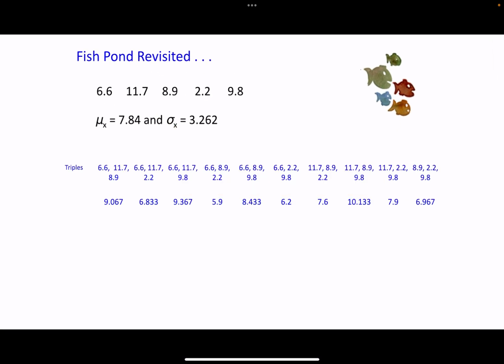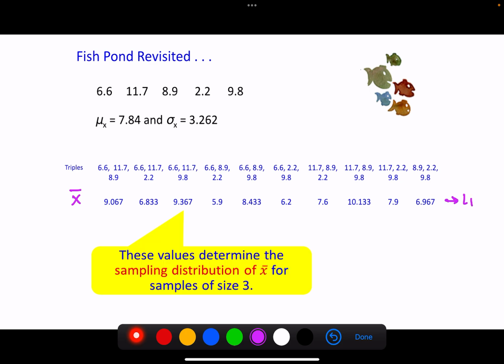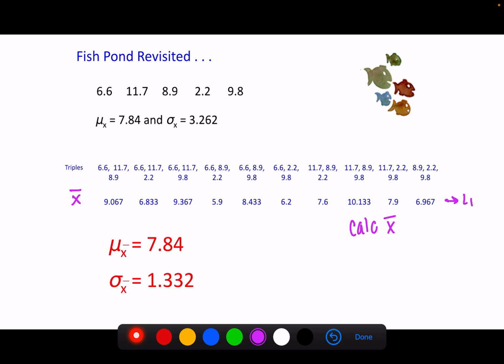Okay, so we did that. We said that this was X bar. This is L1. Calculate the mean. Ooh, never mind, it did it for me. And the standard deviation is what you should have gotten.